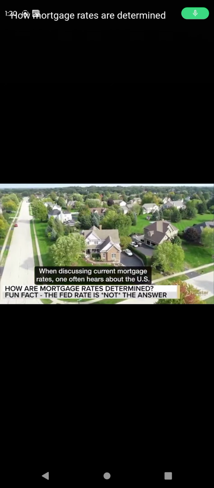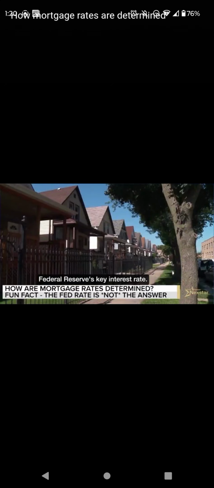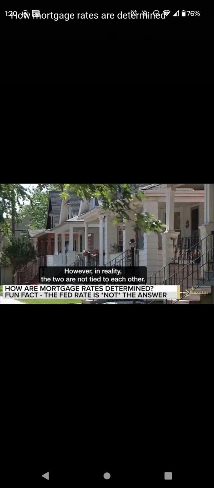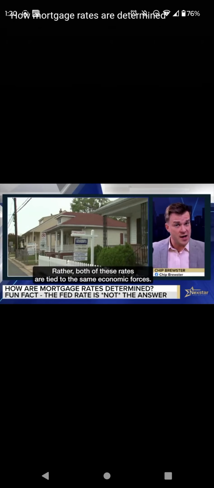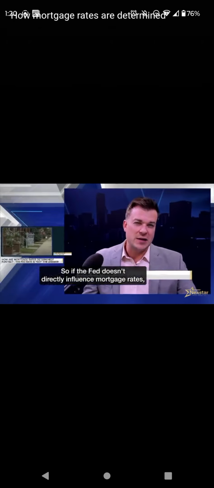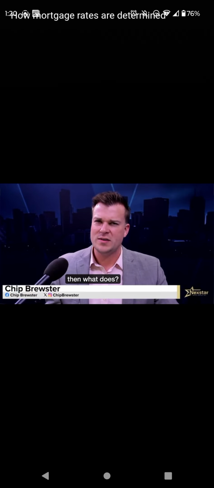Discussing current mortgage rates, one often hears about the U.S. Federal Reserve's key interest rate. However, in reality, the two are not tied to each other. Rather, both of these rates are tied to the same economic forces. So if the Fed doesn't directly influence mortgage rates, then what does?